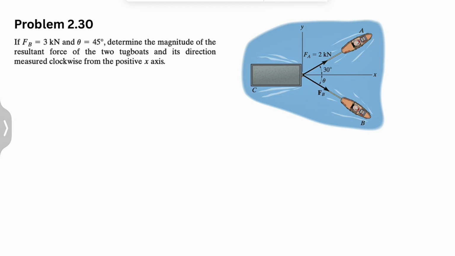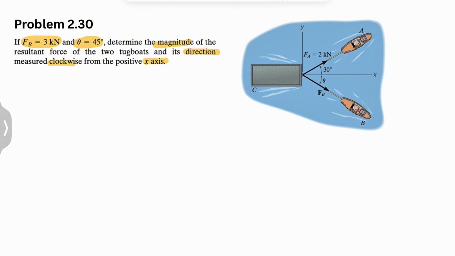Alright guys, welcome back. We have another question from the second chapter of Engineering Mechanics Statics by Hibbeler, and we have these two forces, FA and FB, where FA is 3 kilonewtons, and we also have the angle theta, which FB makes with the x-axis, so we know that one's 45 degrees. We need to determine the magnitude of the resultant force of the two tugboats that we can see in the figure, and also its direction measured clockwise from the positive x-axis.